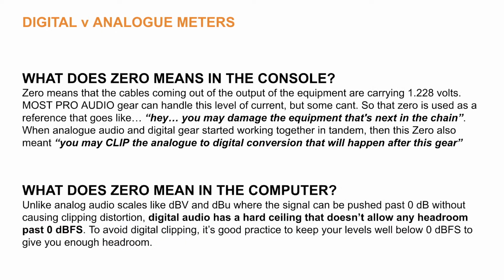Clear. So this is what I asked before, and it's really important for me that you feel this. What does 0 mean in the console? 0 means that the cables coming out of the output equipment are carrying 1.228 volts. That's what 0 means in a console. Most pro audio gear can handle this level of voltage, but some can't. So 0 is used as a reference that goes like, hey, you may damage the equipment that's next in the chain.